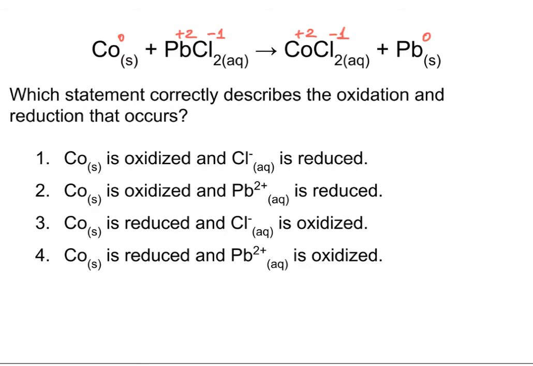Now let's see. The oxidation state of cobalt went up. It means that our cobalt is losing electrons. It is oxidized. So out of these possible answers, we're choosing between 1 and 2. Cobalt is oxidized. And let's see what has been reduced. Well, lead has a charge +2 over here, and then it has a 0. So our lead is accepting electrons and dropping in charge. So cobalt is oxidized, and lead +2 has been reduced. Our answer is right here.